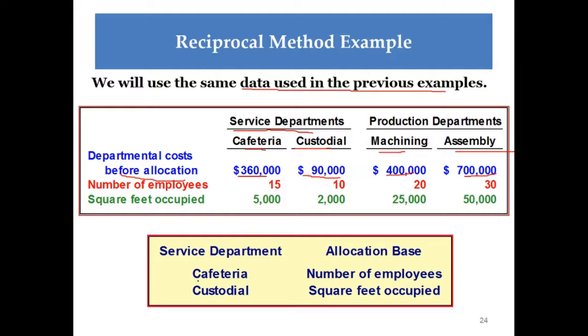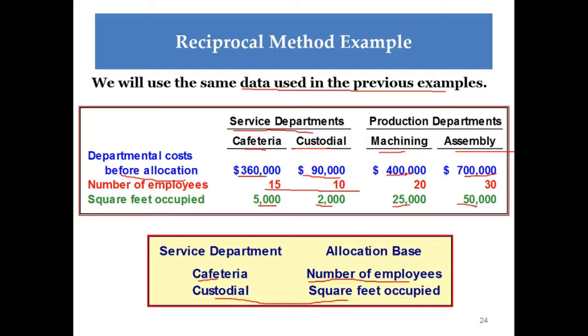Okay, the allocation base: cafeteria will allocate its cost according to number of employees. We have 10 in custodial, 20 for machining, and 30 for assembly. And custodial's allocation base is square feet. We have 5,000 square feet for cafeteria, 25,000 for machining, and 50,000 for assembly.